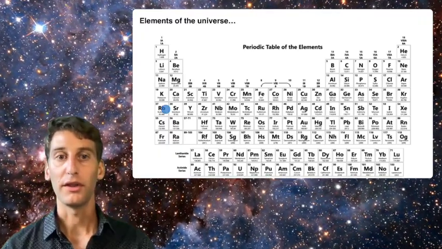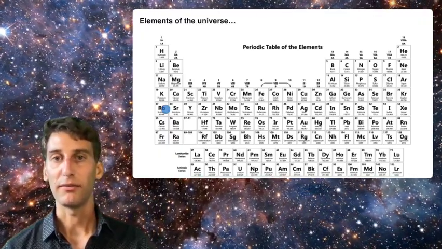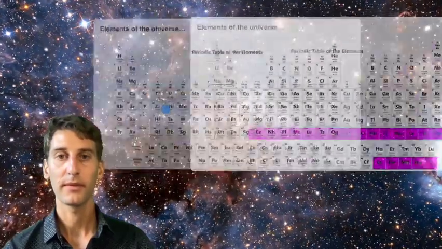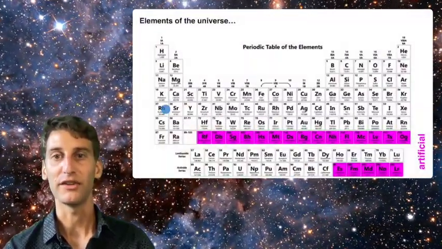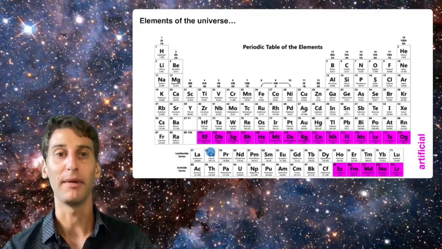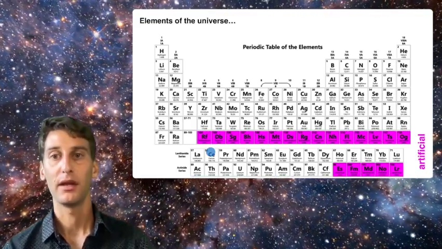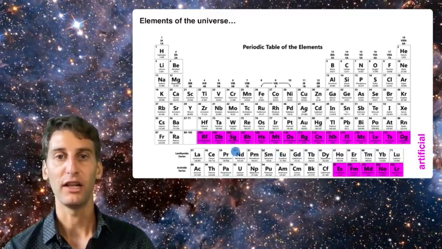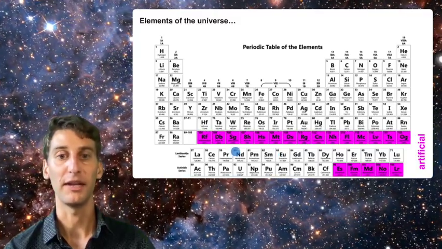Okay, so the goal over the next few videos will be to sort of fill out this periodic table and figure out where the different elements come from. We get a few freebies right here. These are just artificial elements that have been made by humans in a lab, but have no natural source. Everything else, though, comes from a natural process.